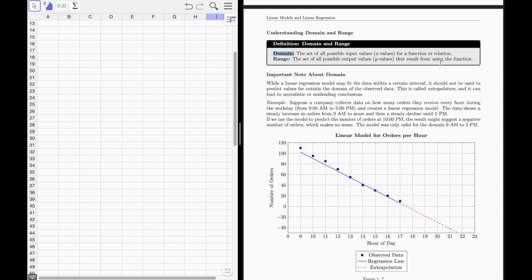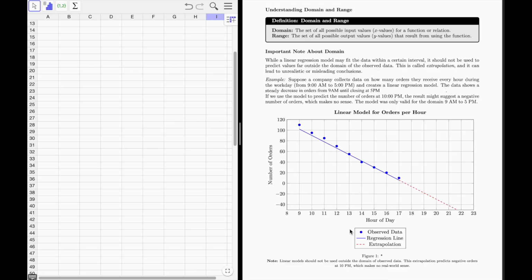So when you create your domain for your linear equation, for whatever the situation is that you're trying to model, you want to make sure that you pick a domain that makes sense. So let's look at an example of this so that you understand what I mean. Suppose a company collects data on how many orders they receive during every hour during the workday from 9 to 5, and it creates a linear regression model. The data shows a steady decrease in orders from 9 a.m. until closing at 5 p.m. If we use the model to predict the number of orders at 10 p.m., the result might suggest a negative number of orders, which makes no sense. The model was only valid between 9 and 5.